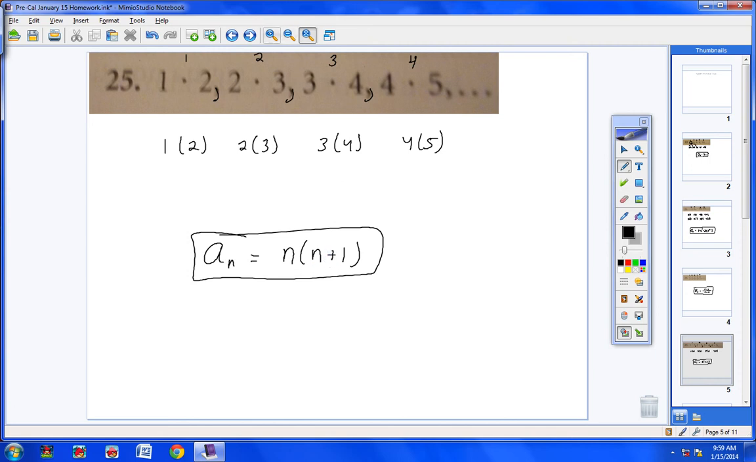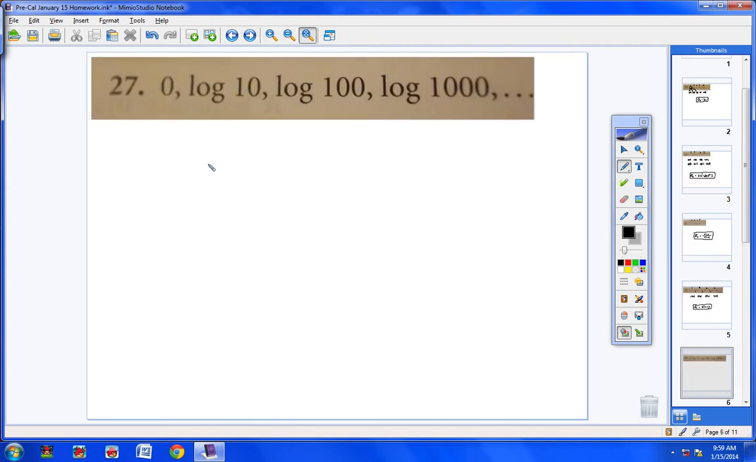Let's take a look now at the next problem, number 27. It's kind of funny. 27 looks really scary, but it's actually pretty simple. I mean, when you stop and think about it for a second. First of all, let's go ahead and write the term numbers up top. First term, second term, third term, and fourth term. And then, let's just leave 0 alone for a second. We're trying to find a pattern. And I think I see the pattern.